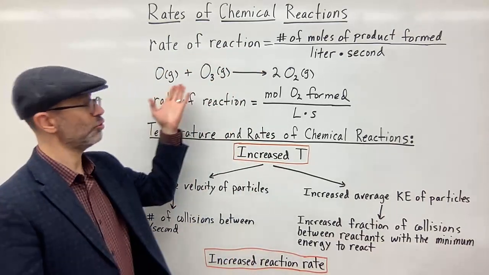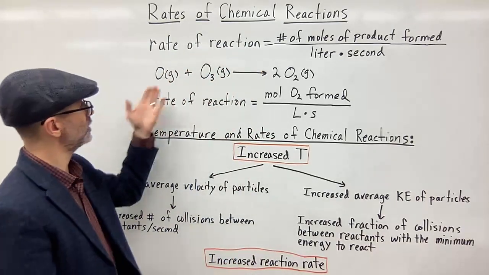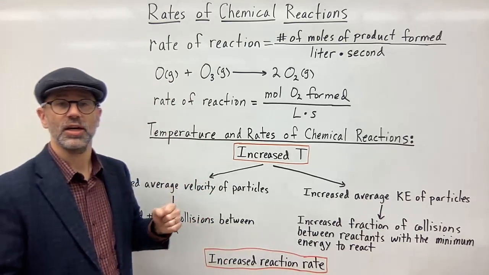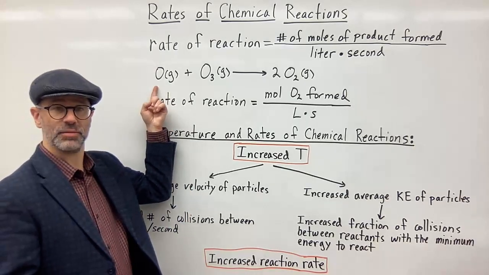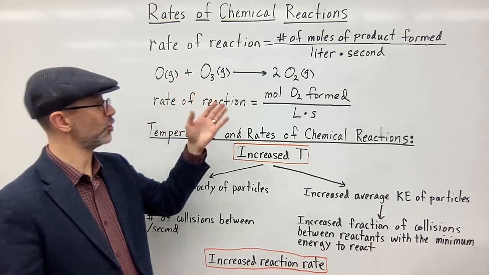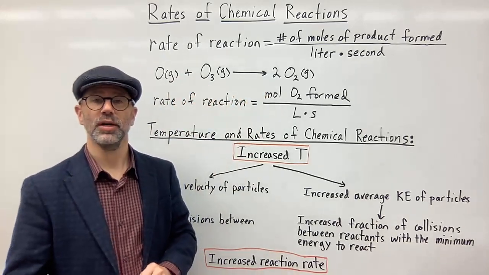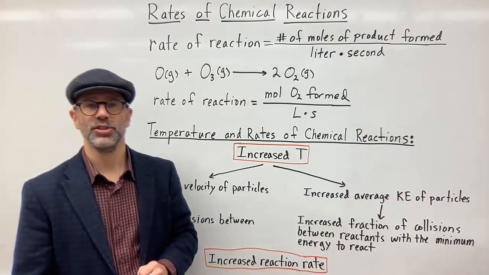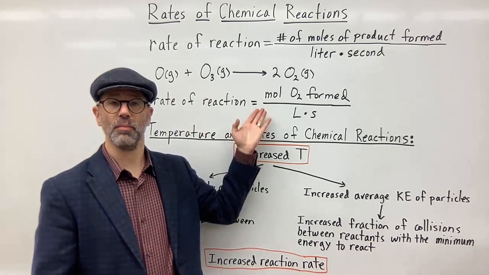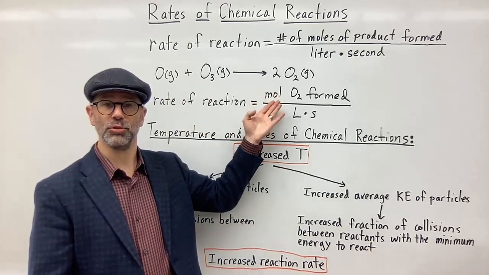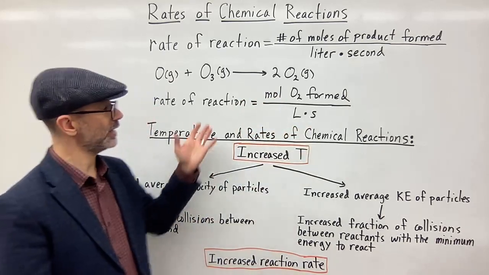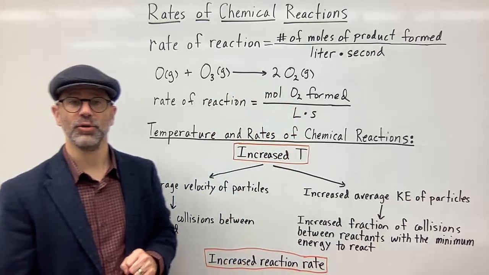Let's go to the same example I used in my previous video, where I have oxygen atoms in the gaseous form reacting with ozone to form two molecules of oxygen. If I wanted to find the rate of this reaction, then I would measure the moles of oxygen molecules formed per liter per second. So that is how I would find the rate of the reaction.